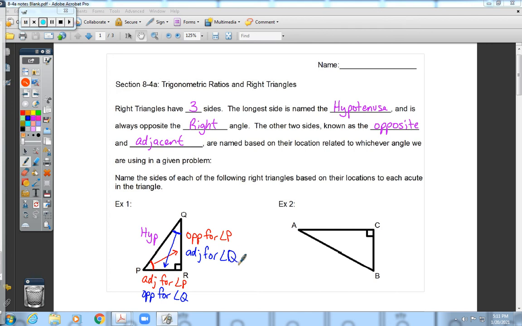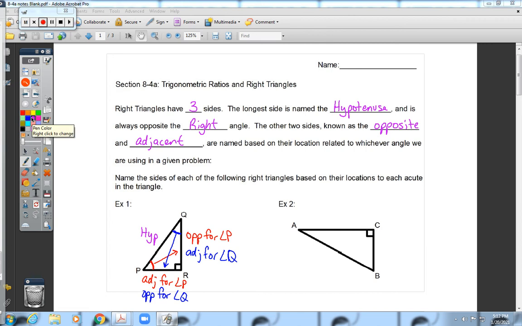So this idea that opposite and adjacent depend on which angle you're dealing with in a given problem is extremely important to trigonometry. It's something that if you cannot get it right every single time, you are not going to be very good at trigonometry. Okay? So let's do another example of this.